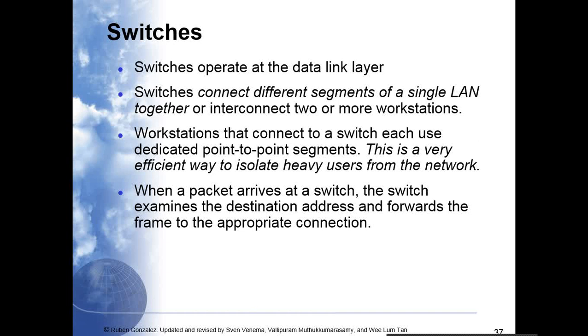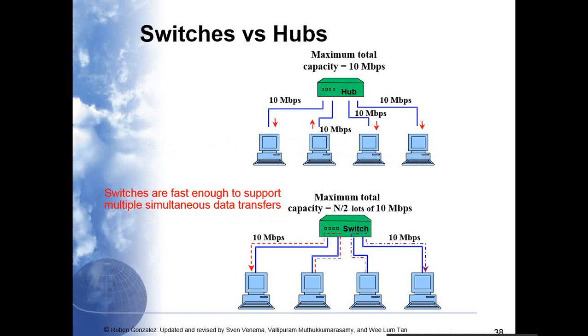It might have 10 different connections. It says, okay, you come in on this one and you want to go to this machine. That machine is attached to this connection. I'm going to send you through that particular connection only. It puts you through one connection rather than the hub, which sends you through everyone.